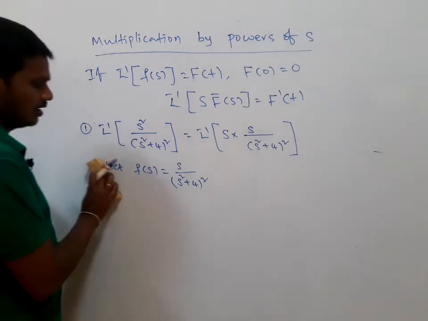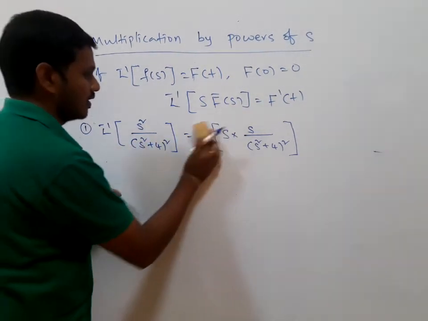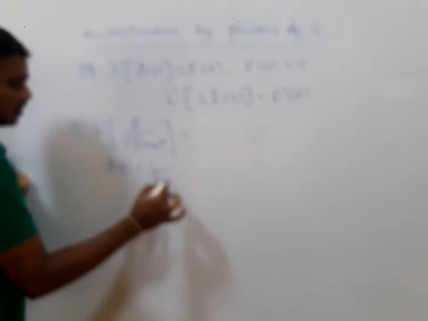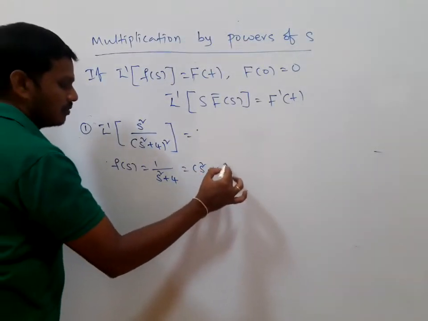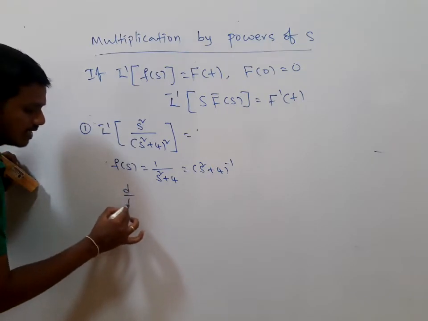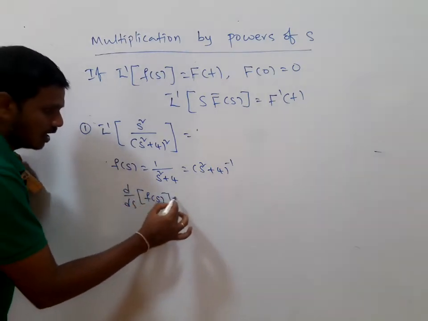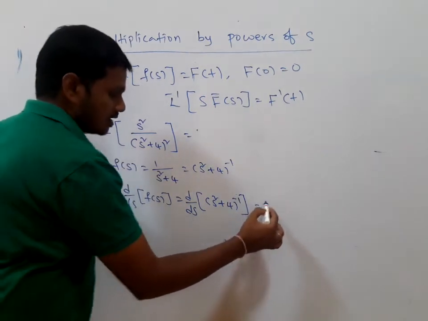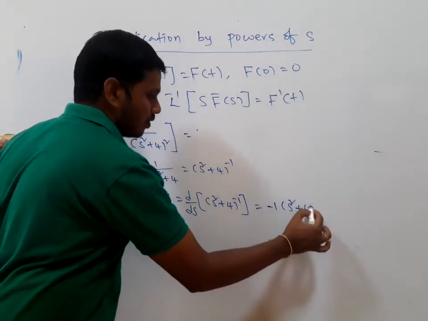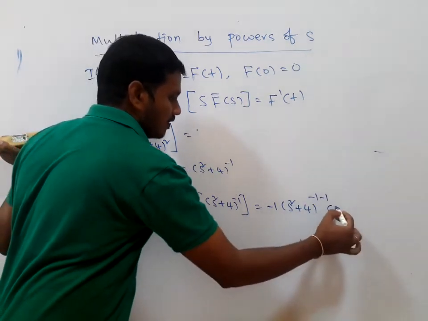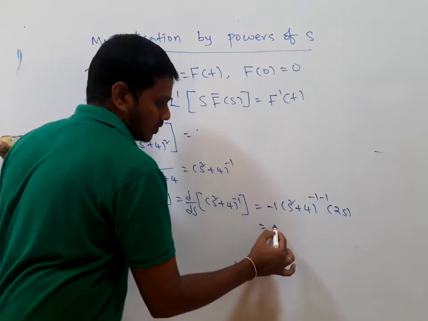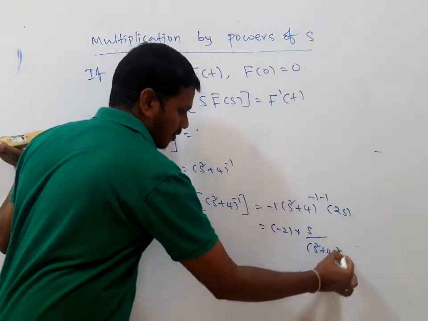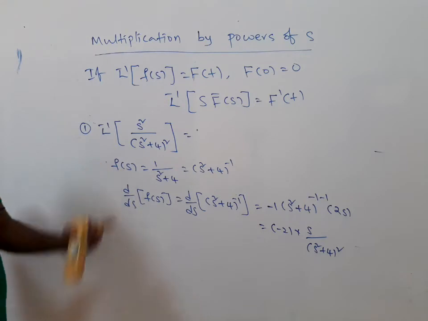Listen, before that, I'm not taking s square here. Let F of s is equal to 1 divided by s square plus 4, which is (s square plus 4) to the power of minus 1. That implies d by ds of F of s is equal to minus 1 into (s square plus 4) to the power of minus 2 into the derivative of s square, which is 2s. So it is minus 2 into s divided by (s square plus 4) whole square. This is the derivative of F of s.